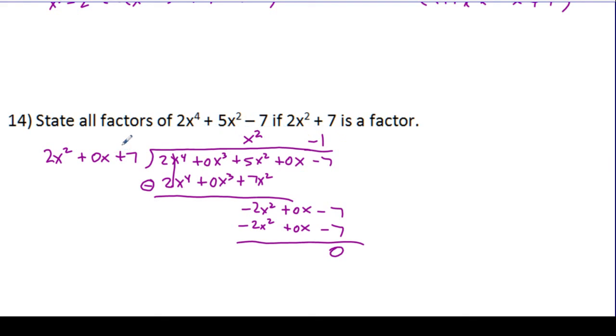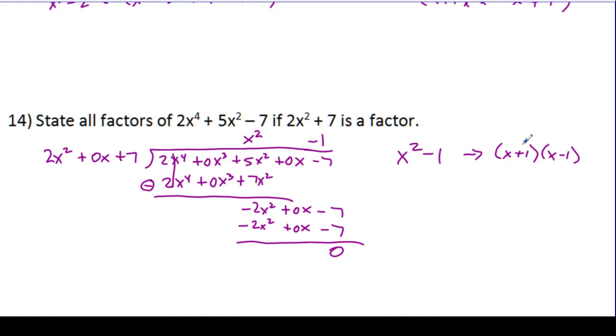So it looks like after I divide away 2x squared plus 7, I'm left with x squared minus 1. If I'm being asked to state all of the factors, x squared minus 1 turns into x plus 1 and x minus 1, for the same reason that we've done before, where x squared minus 16 turns into x plus 4 and x minus 4. This is one of those difference of two squares.